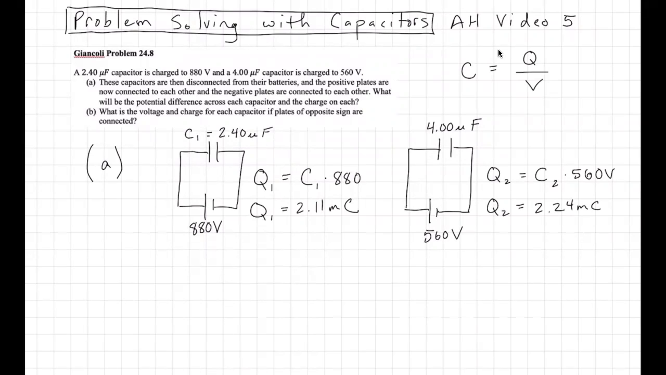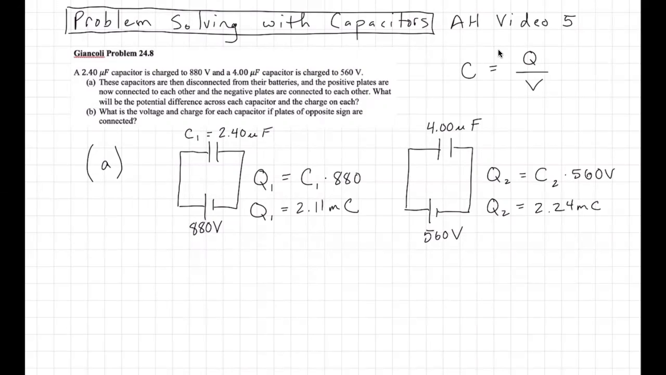Okay, so now the problem says that we want to disconnect the capacitors from the batteries. So if we do that, the capacitors just hold their charge, because if we're disconnecting from the batteries, there's nowhere for the charge to go. So the capacitors are just storing that charge. And then we reconnect them such that the positive plate of each capacitor is attached together, and the negative plate of each capacitor is attached together.